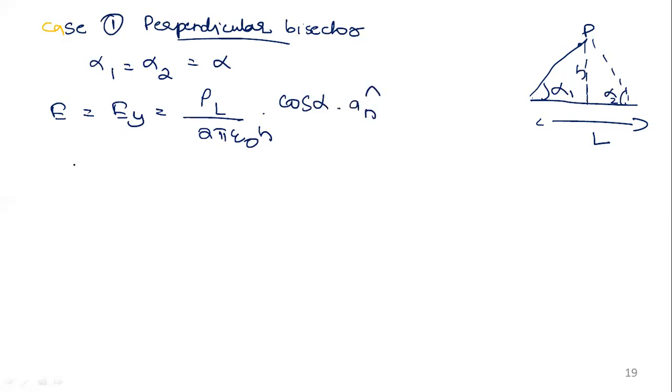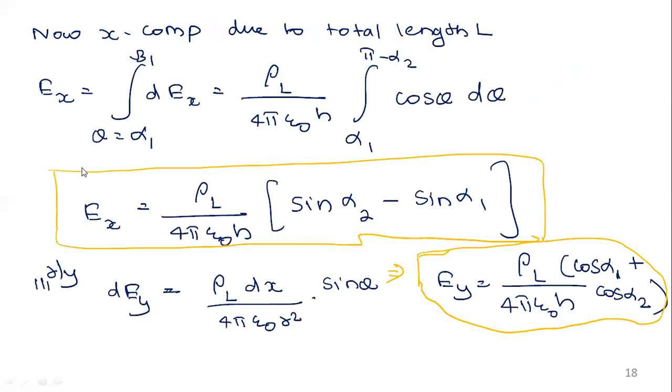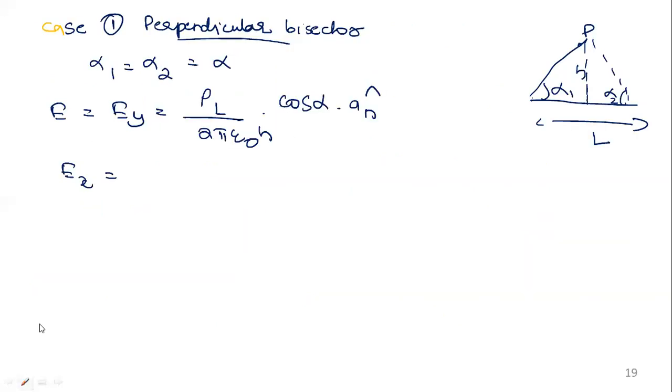And what will be Ex? If alpha 1 and alpha 2 are equal, it becomes sin 0 minus sin 0. So Ex is 0.